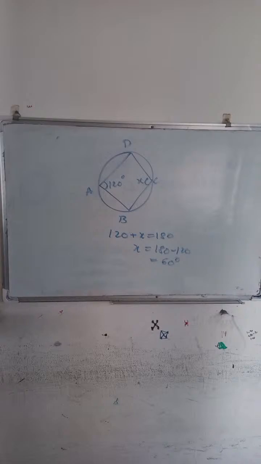Okay, copy this. So here the concept is what? In a cyclic quadrilateral, the opposite angle sum is 180 degrees. Okay.